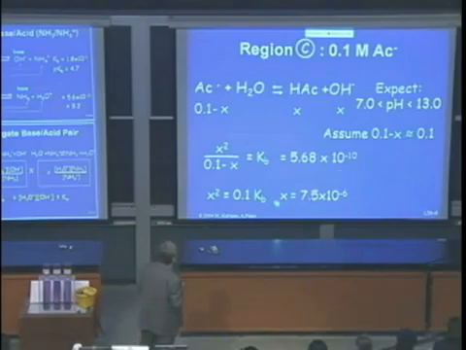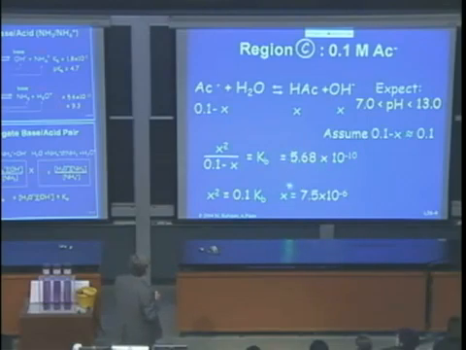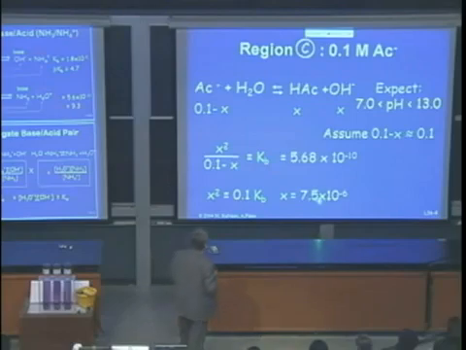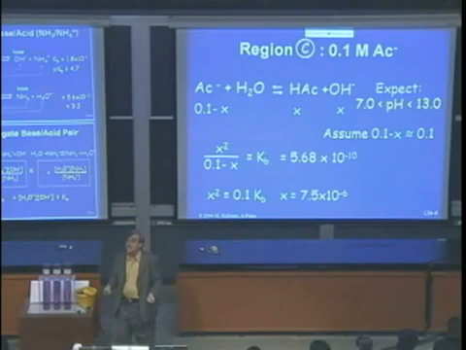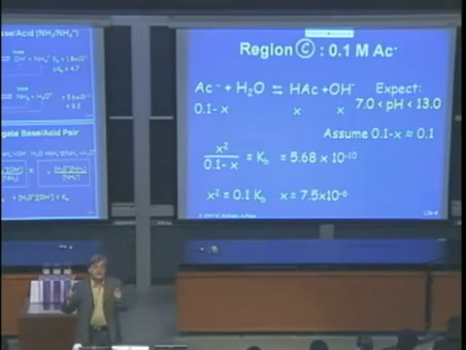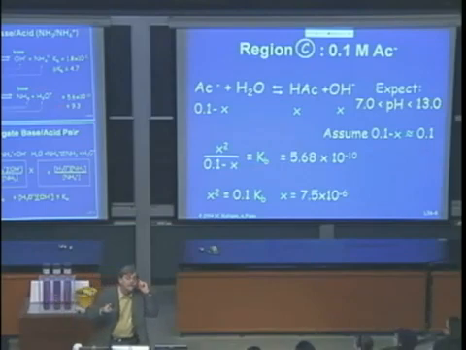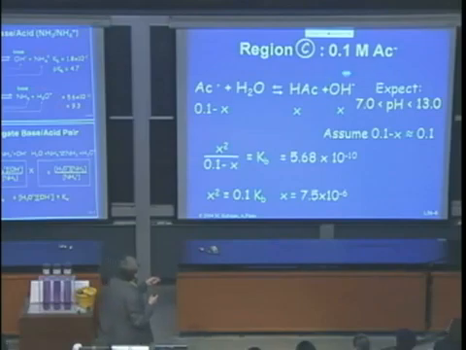So X is 7.5 times 10 to the minus 6 if I take the square root of this. So the square root of 5.68 times 10 to the minus 11 is 7.5 times 10 to the minus 6. So that's the concentration of undissociated acetic acid, and that's the concentration of OH minus. What happens if I take the log of this and multiply it with minus 1? What do I get? The pOH, because this is the OH concentration here.